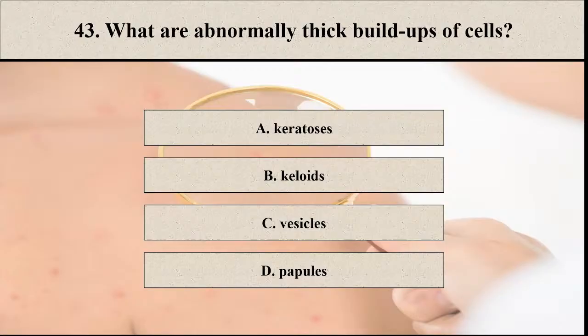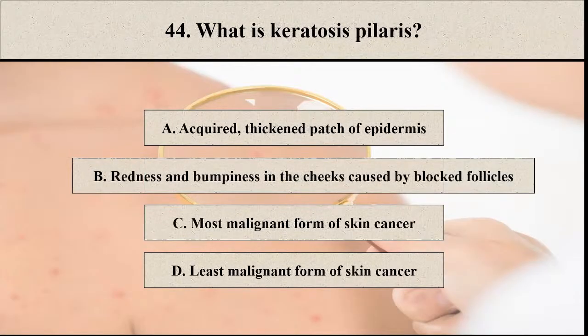What are abnormally thick buildups of cells? Is it keratosis, keloids, vesicles, papules? If you chose A, keratosis, you are correct.